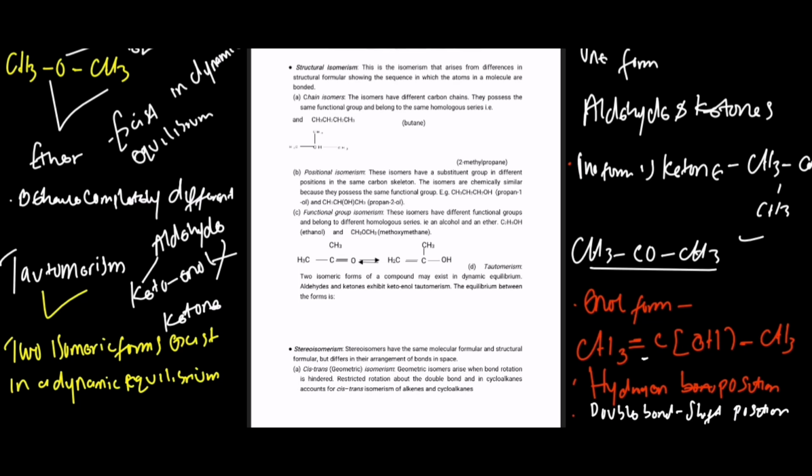Alright, now let's move to the next type of isomerism, which is stereoisomerism. Now let me wipe my board, then we continue. Right now let's talk about stereoisomerism.